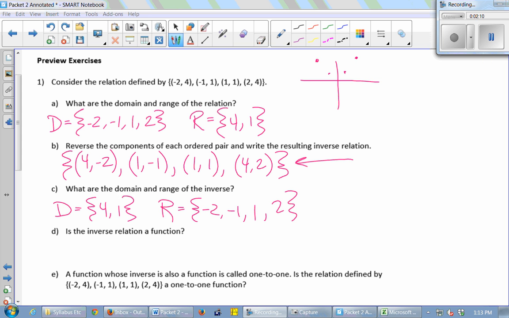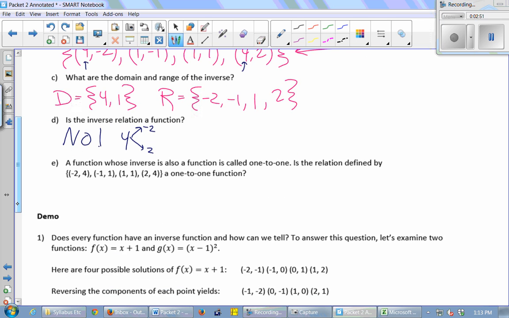Is this inverse relation, this guy, a function? Why not? Yeah, because there are x values that have more than one y value associated with them, right? The x value of 4 shows up twice, and it's associated with -2 and 2. So one x can go to only one y for it to be a function. So this is no, because 4 is sent to 2 different numbers, -2 and 2. And 1 also is associated with 2 different y's, which makes it not a function.